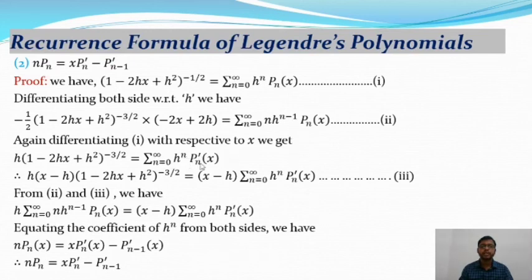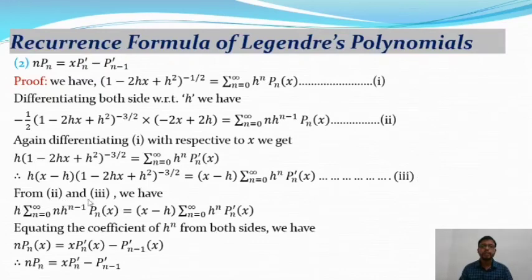In that case, the right hand side will be Pn'(x) into h to the power n. Now multiply by (x minus h) on both sides, and we will get this: h into (x minus h) into (1 minus 2hx plus h square) to the power minus 3 by 2 is equal to (x minus h) into summation over n equals 0 to infinity h to the power n into Pn'(x). We can call it equation number 3.